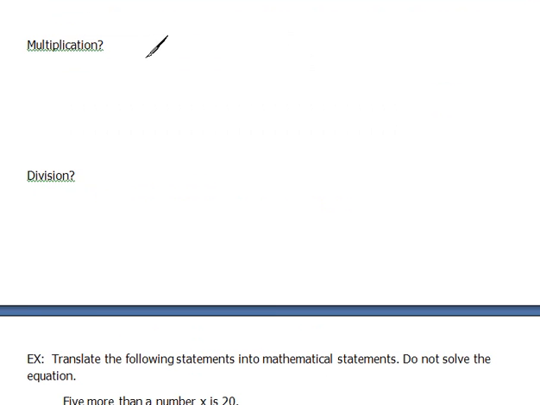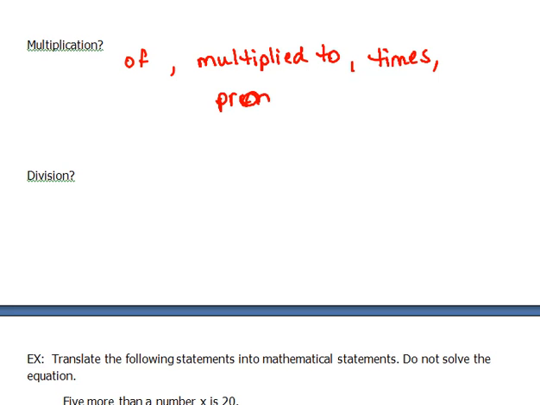For multiplication, you're looking for things like of means multiply, multiplied to, times, product. We see product. We see that a lot. And some things that you might see for division would be things like quotient. That's probably the absolute biggest, is the word quotient.